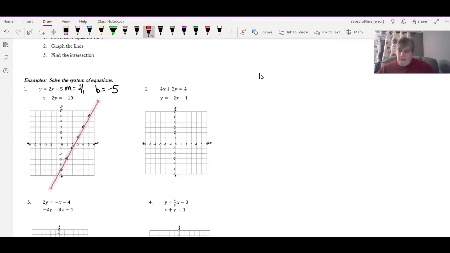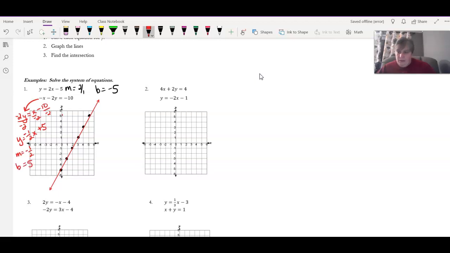Okay, so let's do the other one. For this one here, we're going to have to move the x. So I get negative 2y equals x minus 10. And I'm going to divide by negative 2. So I get y is equal to negative 1/2 x plus 5. So for this one, my m is negative 1/2, and your b is 5.